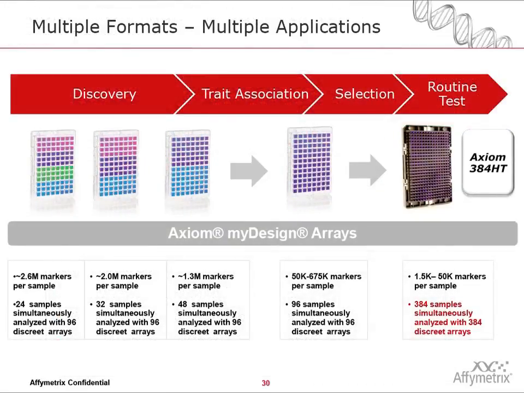So now you have the ability to use the Axiom Genotyping Solution for every phase of your study, whether it's discovery, trait association, or routine testing. You can go all the way from 2.6 million markers per sample down to 50K or 1,500 markers with up to 384 samples per week.